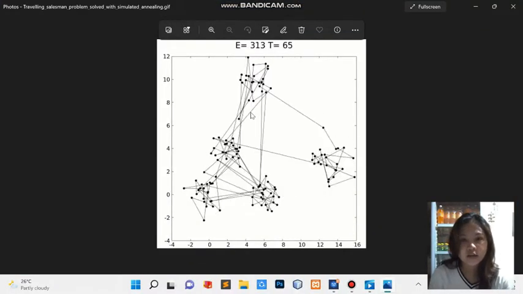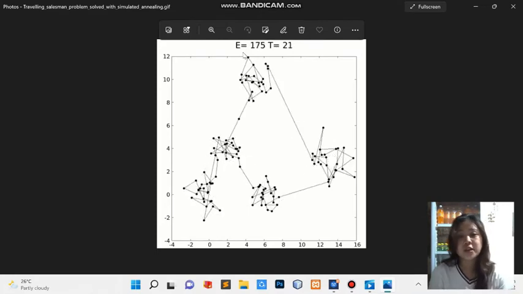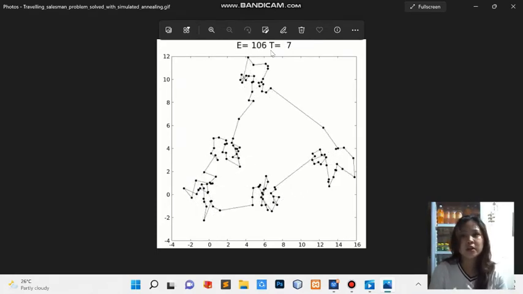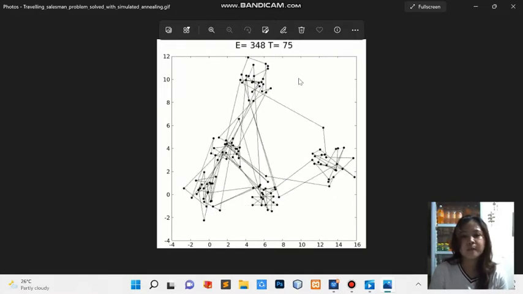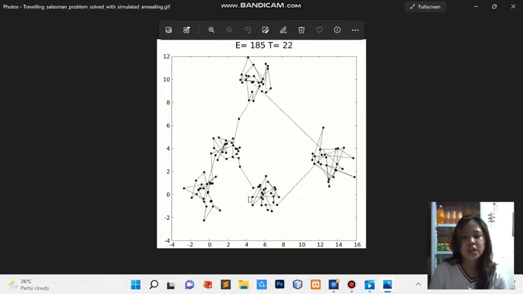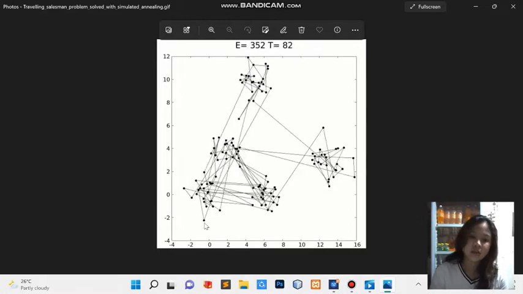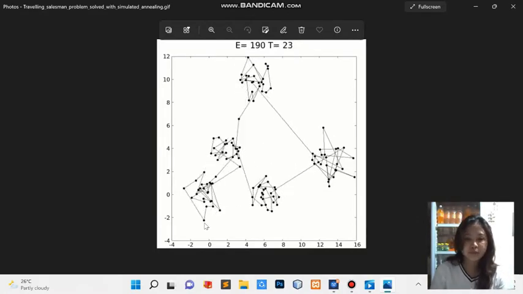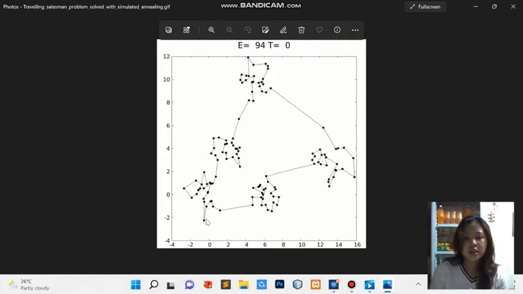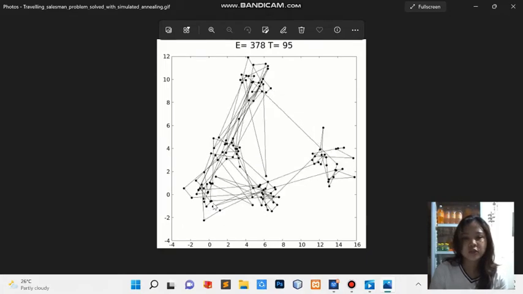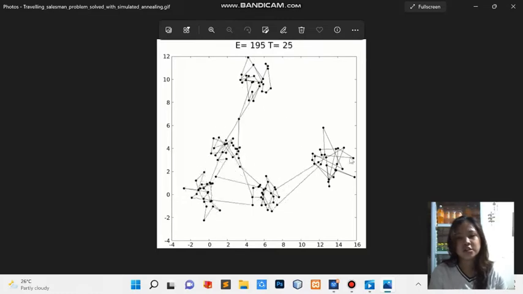As we can see, E is the energy, and T is time, often used as the parameter. As it approaches zero, you can see a more exact route that visits each place once and returns to the origin. For example, in this dot or place, it starts and then looks for the exact place where it can visit all the dots and then return to its origin.